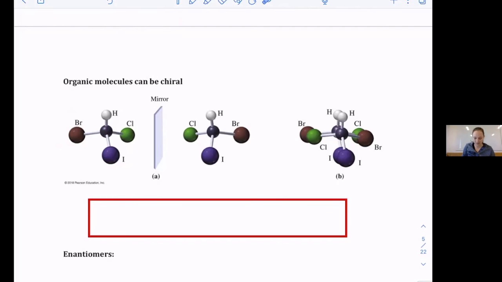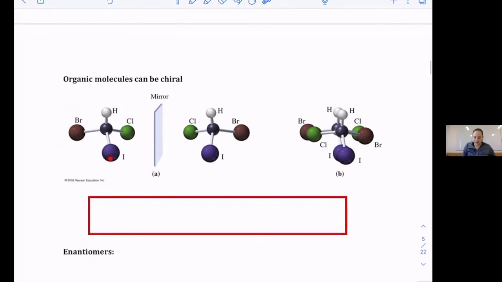It's also just the most common. If I have this carbon atom here, you can see this iodine is coming out towards me, bromine is going out to the left, chlorine is going back into the plane of the paper, and then hydrogen's going straight up. Okay, so if I put a mirror, then we see this second molecule here. Iodine was going to the right a little bit, now it's going to the left a little bit. Chlorine was going to the right, now it's going to the left. Bromine was going to the left, now it's going to the right. Hydrogen's going up. So you see that mirror image.